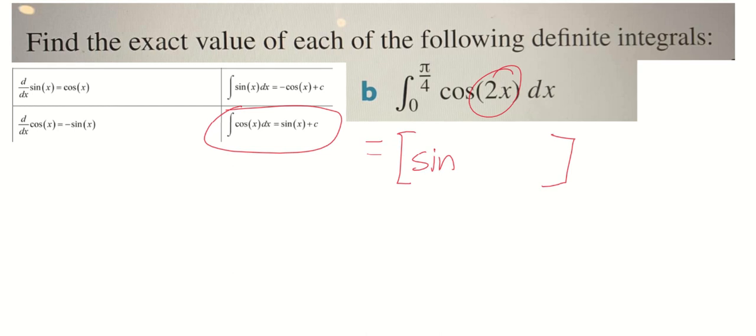And then I might be curious about what I'm doing with the 2x here. So the 2x just stays the same. And remember, if I was differentiating, I would then multiply by the derivative of what's inside those brackets. Since I'm integrating, I'm going to divide by what's inside those brackets. And I'm integrating this between 0 and pi on 4.